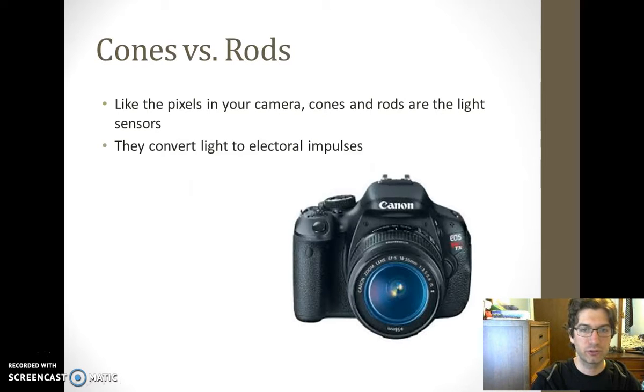So those pixels in the back of your camera are what we are equivalent to cones and rods. They are color receptors or light receptors. They're sensors that pick up on this light. They convert light energy into electrical impulses so we can make sense of the world around us.